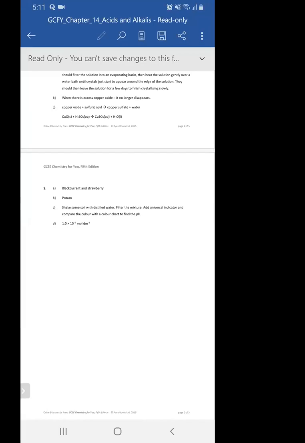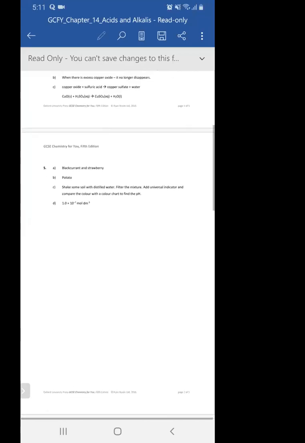To get rid of the solid soil particles, so that we only have the hydrogen ions with us, the concentration of which we will measure. Then we add universal indicator to what you got after filtration, which is called a filtrate. You add universal indicator into it, and the color will tell you.